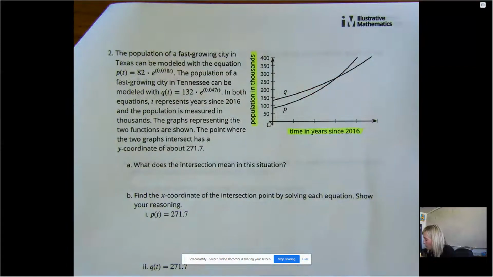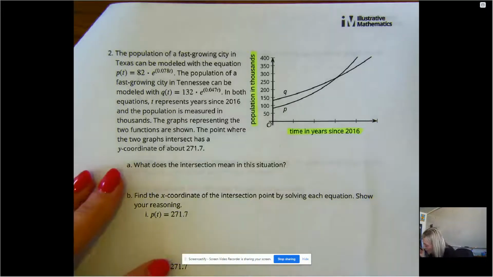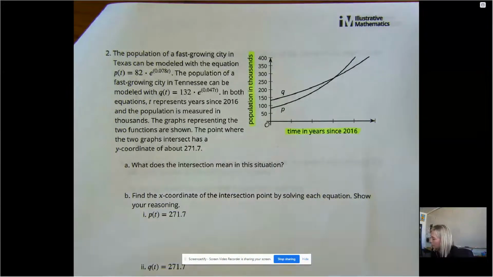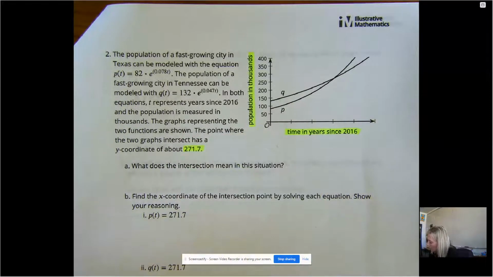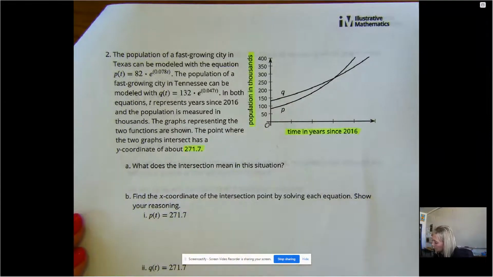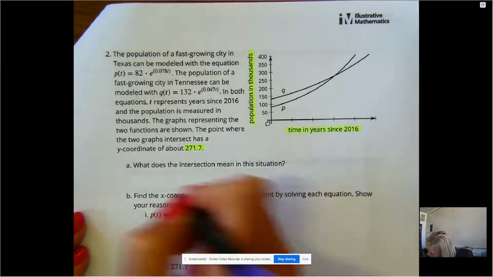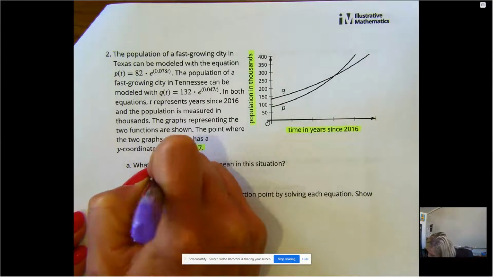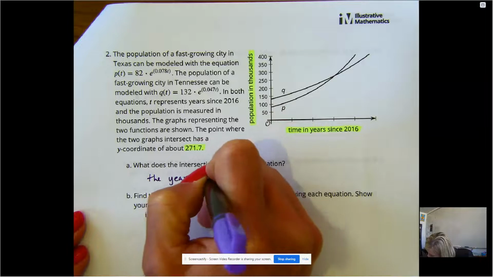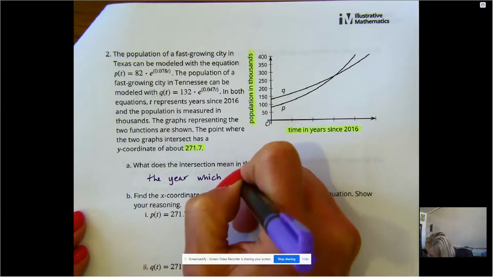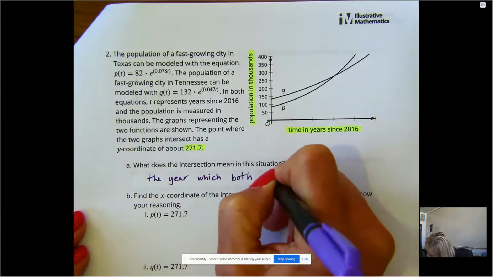The graph representing the two functions are shown. The point where the two graphs intersect has a y-coordinate of 271.7. So that's the y-coordinate. What does that intersection mean in this situation? It means the year which both cities have the same population.